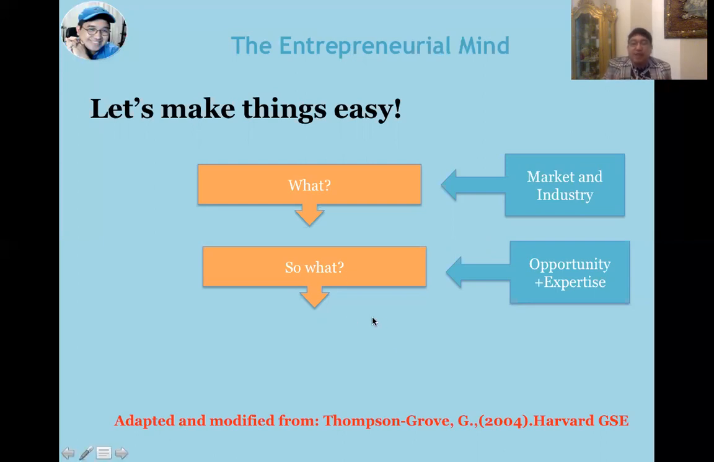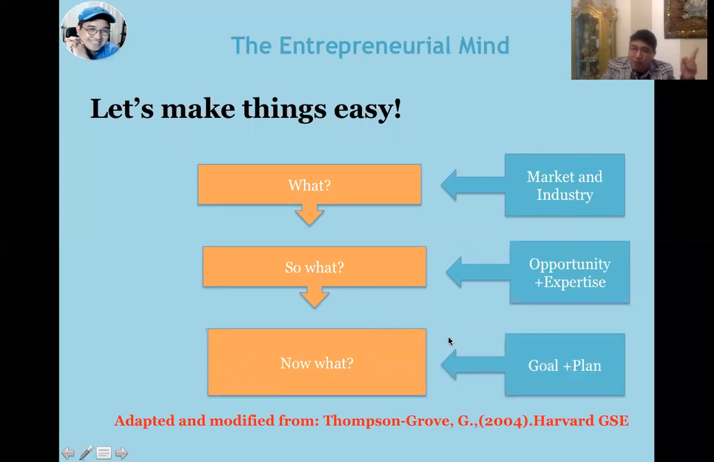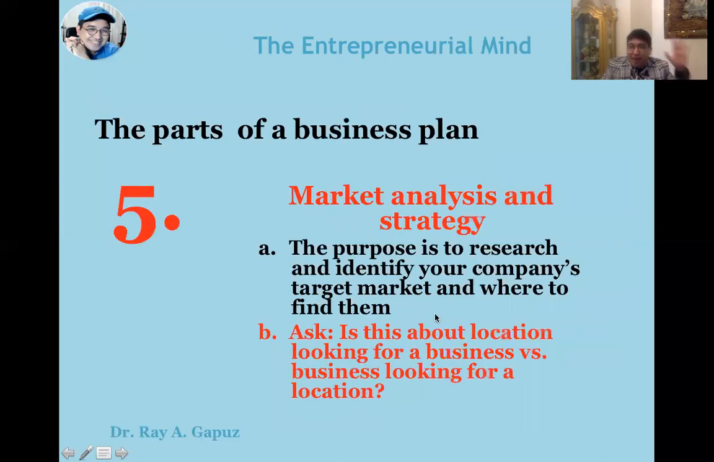Okay, and then after that, now what? So what will you do with the opportunity? So you have to have a goal and you have to have a plan. So it begins with what, so what, now what? Okay, so part 5 of the business plan would be your market analysis and strategy. Remember, the purpose is to research and identify your company's target market and where to find them.